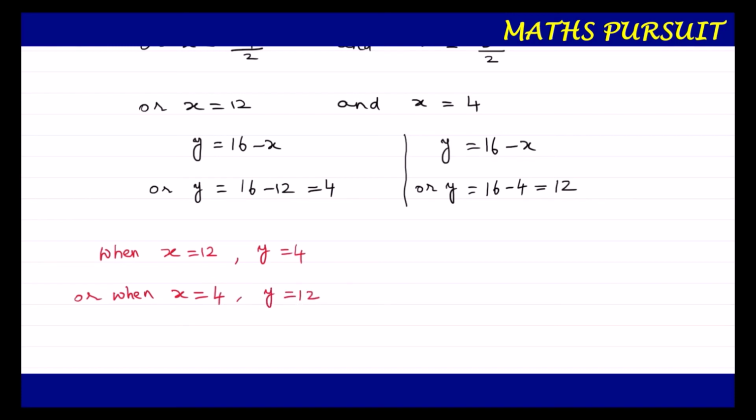So we can say that the value of x could be either 12 or 4. When x is equal to 12, the value of y is 4. When the value of x is equal to 4, the value of y is equal to 12. Hope you understood this calculation or this process. Though it looks lengthy, I'm trying to explain it. For that reason it is taking much time, but you can do it within 5 or 10 minutes maximum.